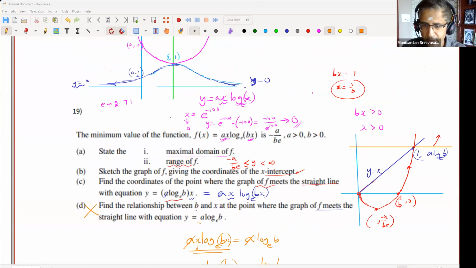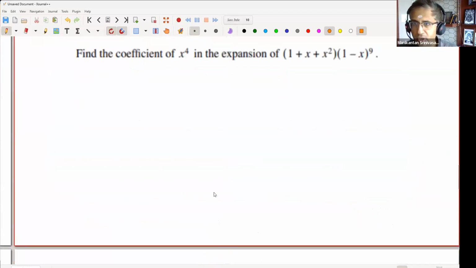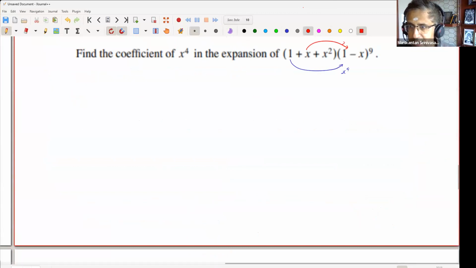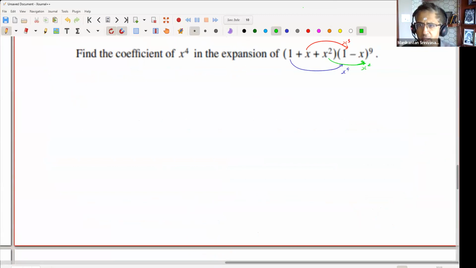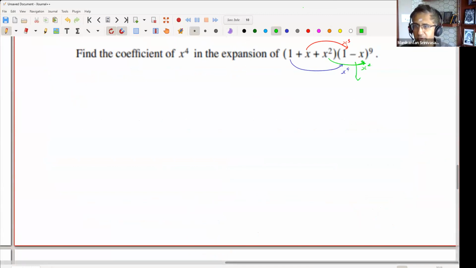Question 20. Find the coefficient of x power 4. It should be fairly straightforward, but still for practice, we'll do it. So x power 4 comes by a combination of this 1 multiplying an x power 4 here, this x multiplying an x cubed here, and this x square multiplying an x power 2 here, right? So we just have to find the coefficients of x power 2, x power 3, and x power 4 in this one.